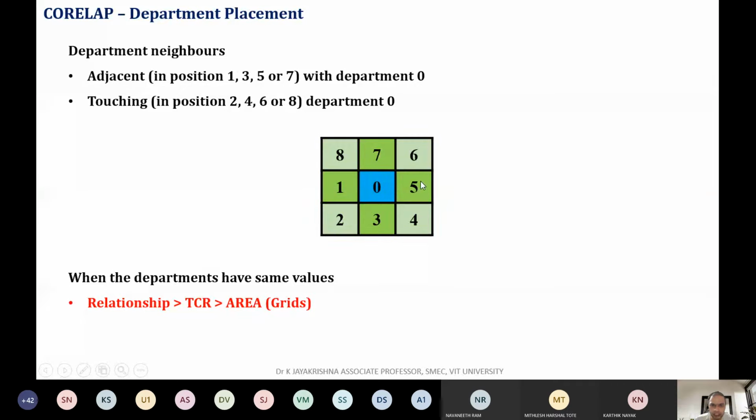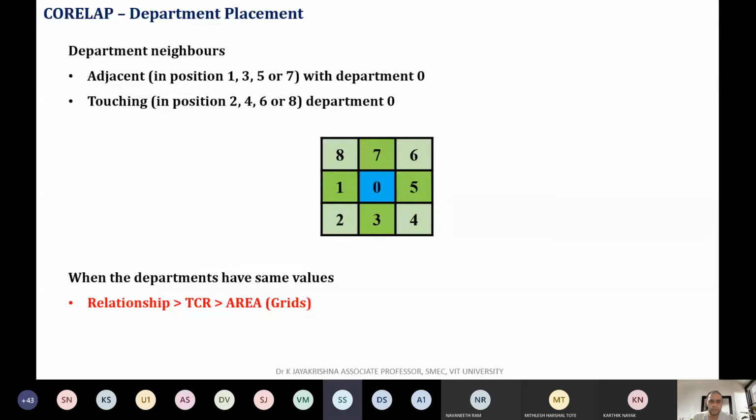Whereas 1, 3, 5, and 7, the departments highlighted in green color, are called adjacent departments. Okay, are you able to get it? Is it clear? Do you have any doubt on this? Do you know the difference between adjacent and touching departments now?